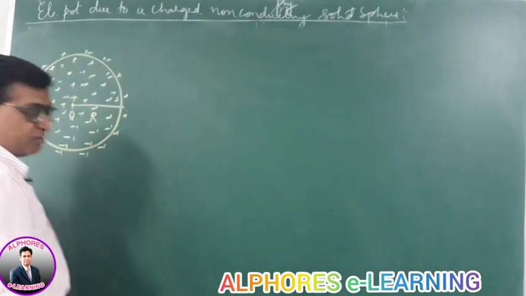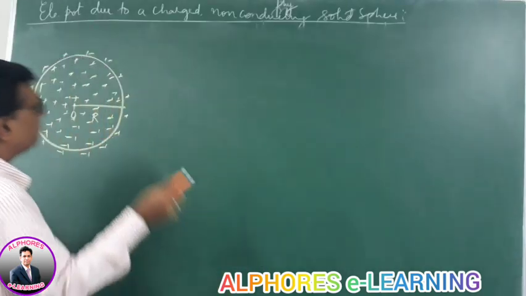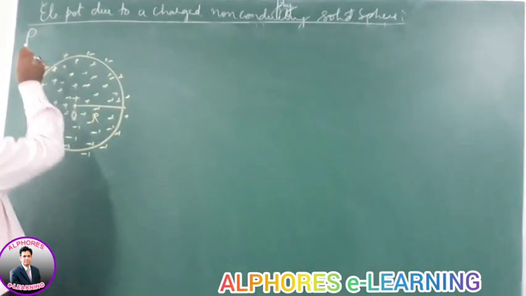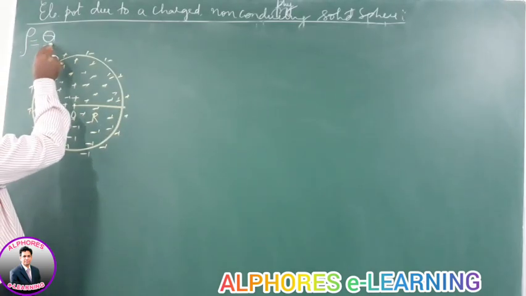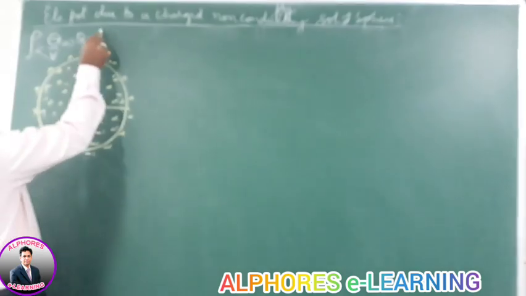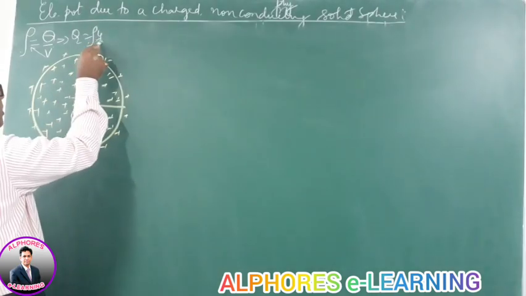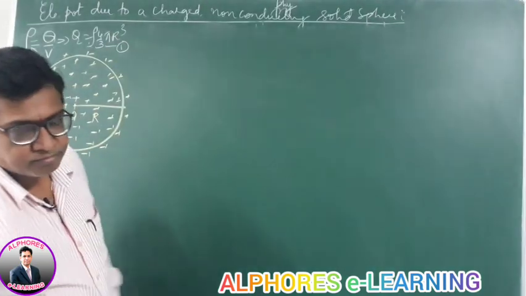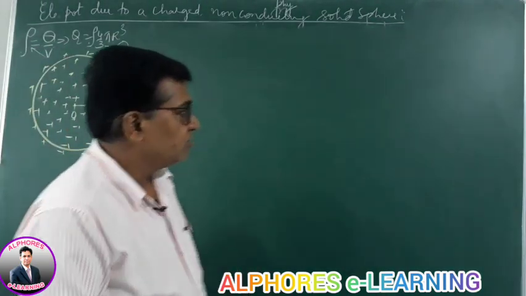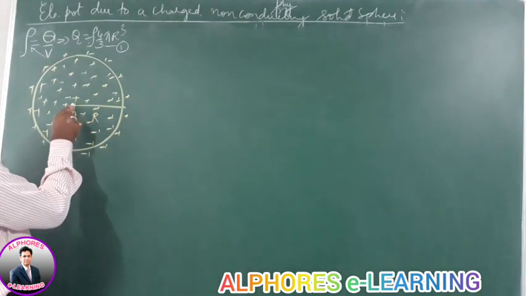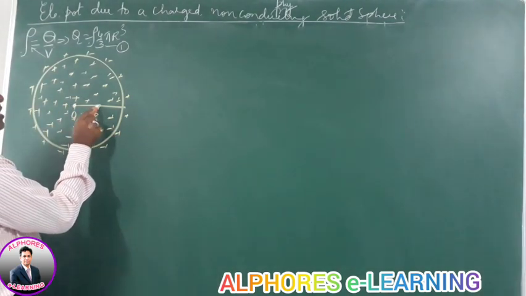So I define the volume charge density rho of this charge. This rho is charge per unit volume. So cross multiplying, Q is equal to rho times the volume. We know the volume is 4/3 pi R cubed. Now I am asked to find out the potential at any inside point P.